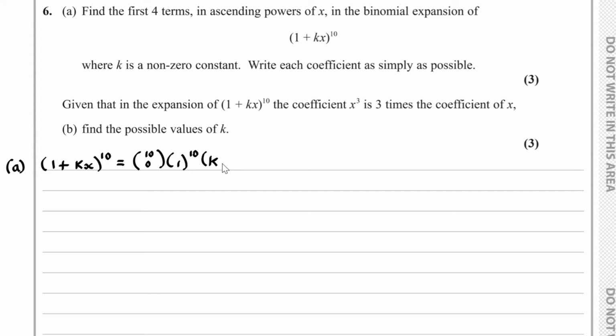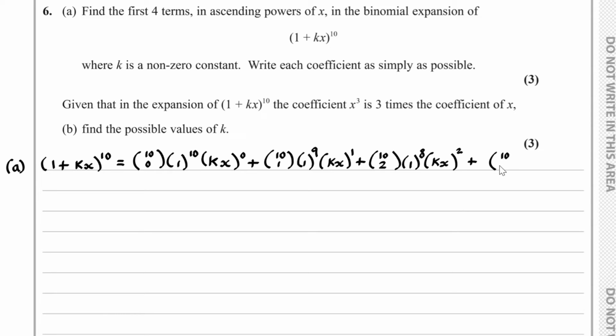lots of kx to the power of 0. Our second term, we have 10 choose 1 lots of 1 to the power of 9 lots of kx to the power of 1. Our third term, we have 10 choose 2 lots of 1 to the power of 8 lots of kx to the power of 2. And our fourth term, we have 10 choose 3 times 1 to the power of 7 lots of kx to the power of 3. And we can carry on, but there's no need because the question said find the first 4 terms.